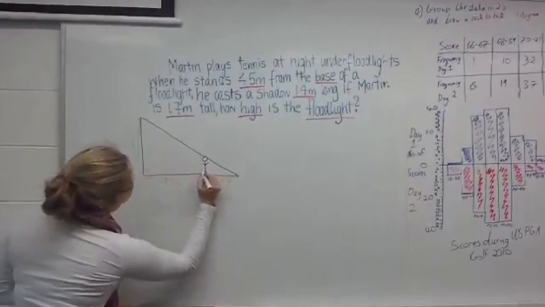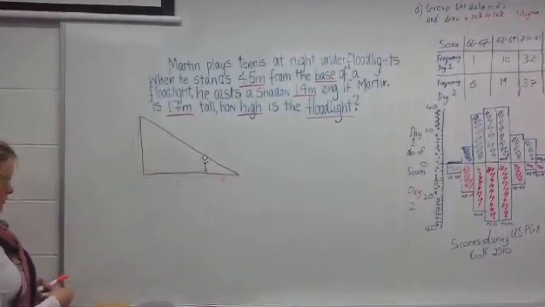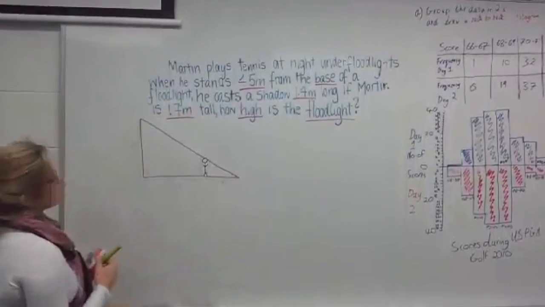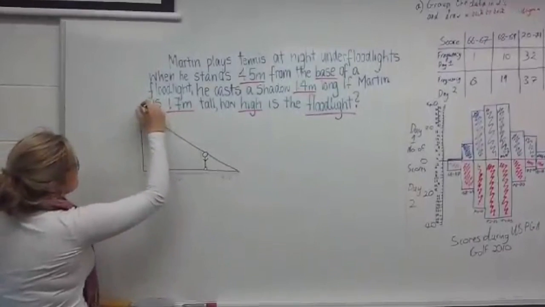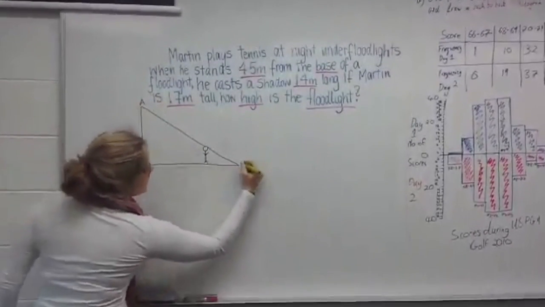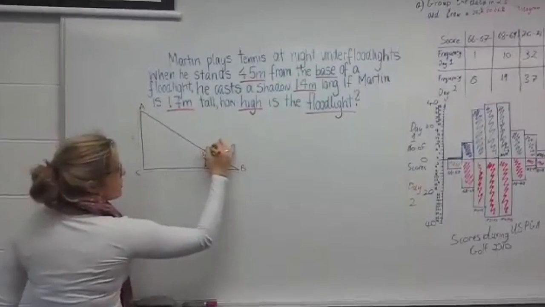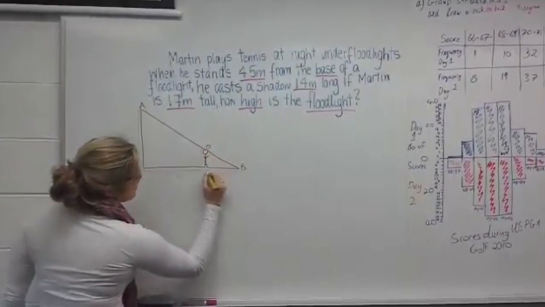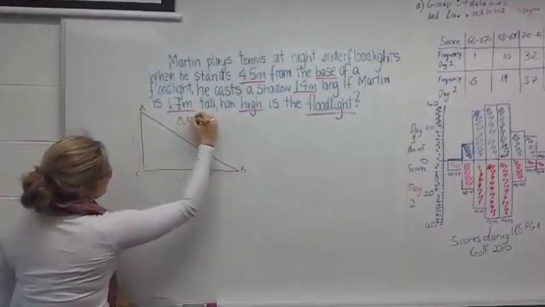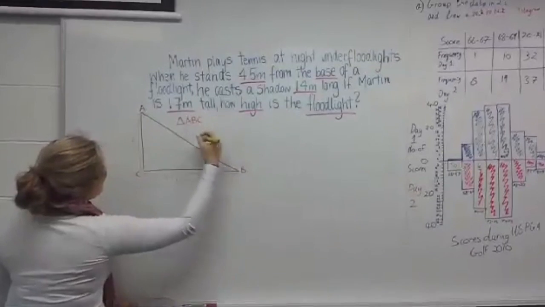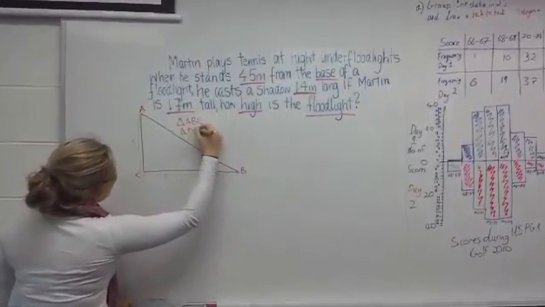We can also say that here and here are our right angled triangles. We are then able to label our triangle. We can see that we've got one larger triangle and we've also got a smaller triangle here as well. So therefore we have a triangle A, B, C and a triangle D, B, E.